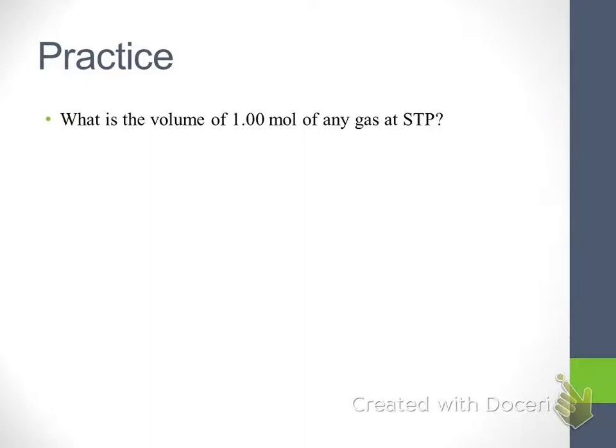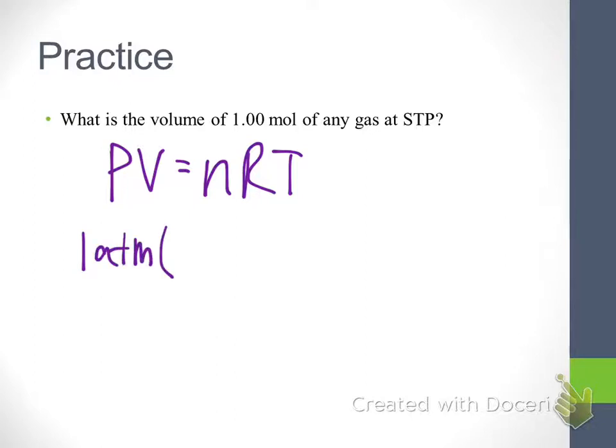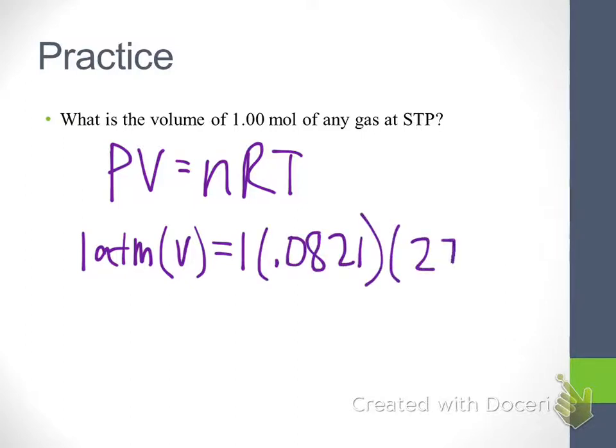This is just something that you might know off the top of your head, but we're going to prove it anyway. What's the volume of 1 mole of any gas at STP? Ideal gas law, remember, is not a before and an after type situation. Ideal gas law is when we get only one set of conditions. So pressure is 1 atmosphere. We're solving for volume. N is 1 mole. R is 0.0821. Temperature is 273.